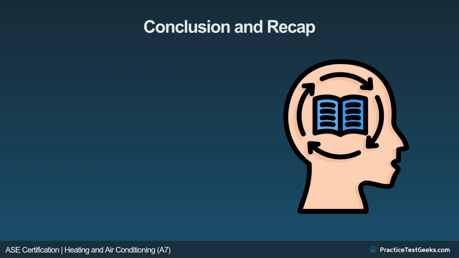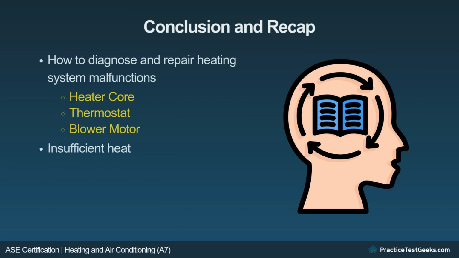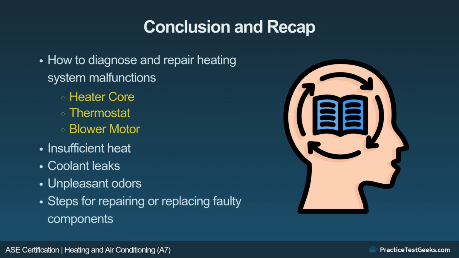Conclusion and recap. In this lesson, we covered how to diagnose and repair heating system malfunctions, including issues with the heater core, thermostat, and blower motor. We also discussed how to diagnose problems such as insufficient heat, coolant leaks, and unpleasant odors, and provided steps for repairing or replacing faulty components. Mastery of these skills is essential for the ASE certification test A7 and for effective HVAC system repairs in a professional environment.